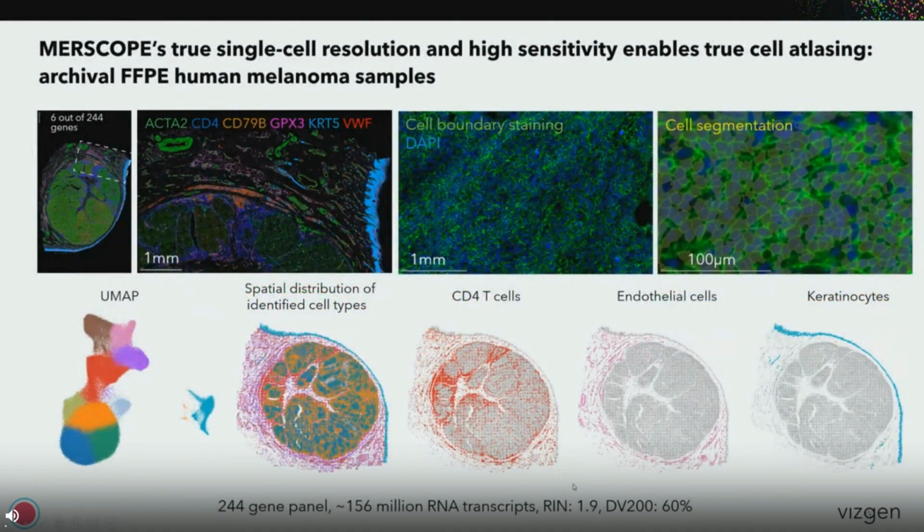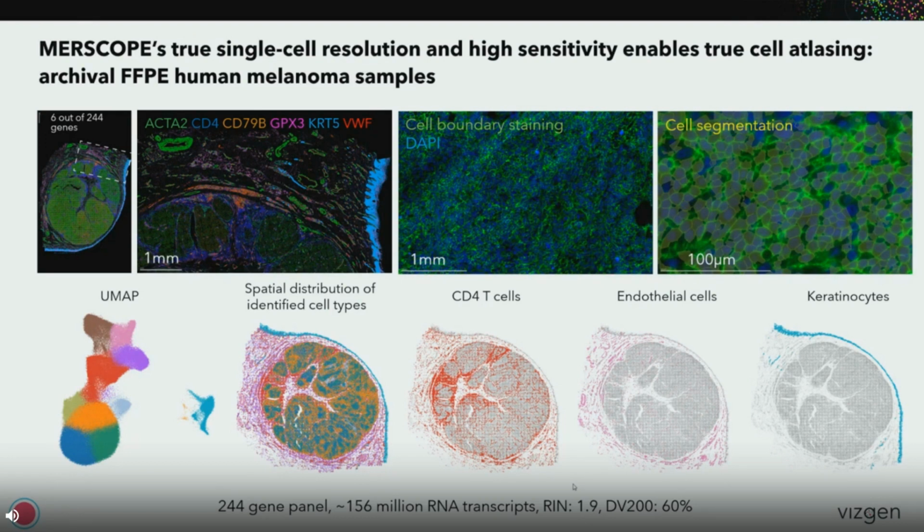Next, MERSCOPE was used to image an archival FFPE human melanoma sample, profiling a panel of 244 genes, and this sample was more than 5 years old. On the top left, I'm only highlighting 6 selected genes out of these 244 gene measurements. For example, ACTA2 labels muscle actin, CD4 for the CD4 T cells, and CD79B for the B cells. Keratin labels the epidermis here, and hopefully you can really see the beautiful structure that these genes are highlighted here.